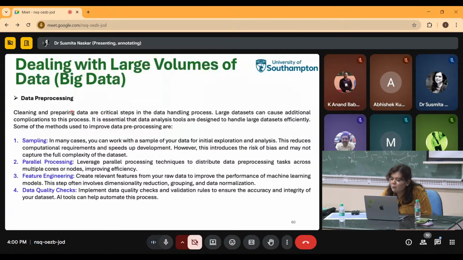And then another important one is parallel processing, done much more efficiently. And another very useful one is feature engineering. That is basically creating meaningful variables from the raw data.